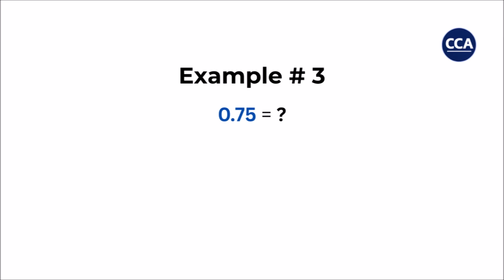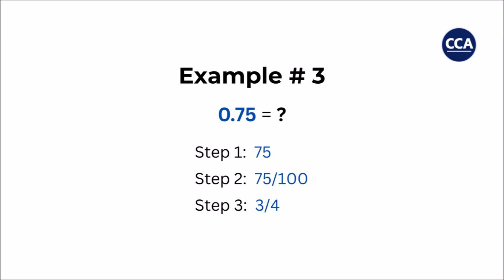Now let's do one of the most common examples. 0.75. Remove the decimal point. That gives us 75. As there are two digits after the decimal point, we put it over 100. That gives us 75 over 100. Now simplify. Both 75 and 100 can be divided by 25. So 75 over 100 becomes 3 over 4. So 0.75 is equal to 3 over 4. And this is a very important decimal to recognize quickly.